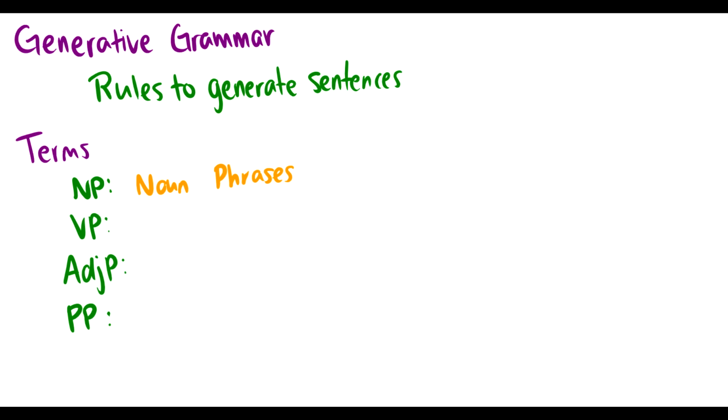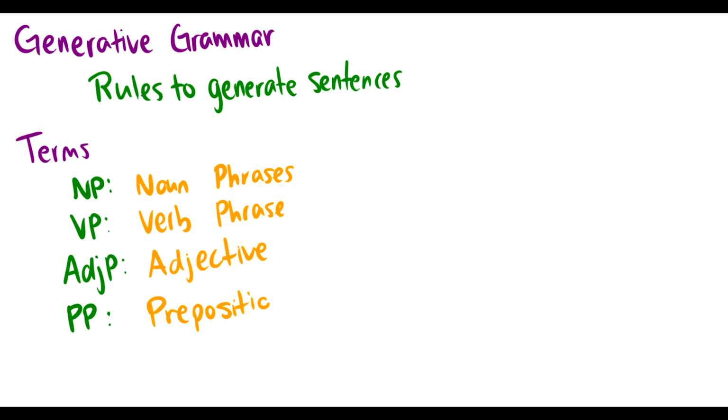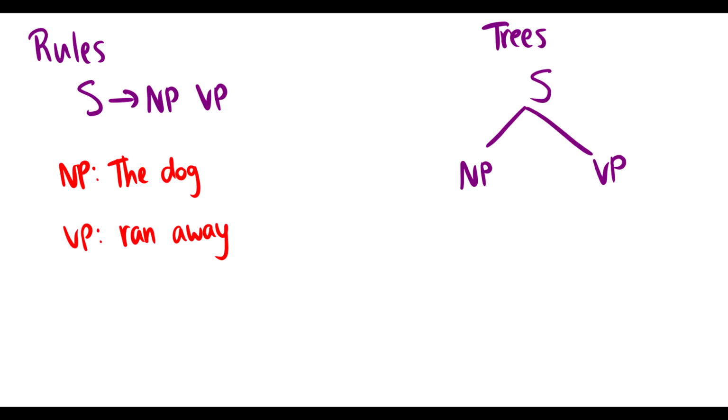VP is for verb phrases. So this is a verb phrase. AdjP is adjective phrase. I'm going to not write phrase because I think it's explanatory now. And P is a preposition. We'll be talking about specific words and what these are in the next video. Okay, so noun, verb, adjective, preposition. Okay, that's good. Now, what is a phrase structure rule?